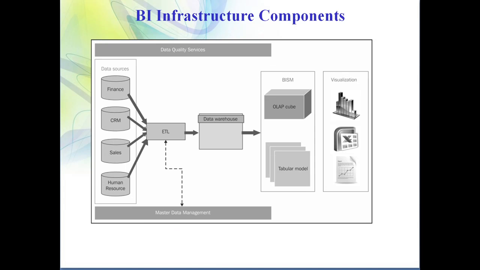First of all, we try to understand BI infrastructure components. Here is a small diagram which represents the BI infrastructure components. Majorly you can see there are data sources, then ETL, the data warehouse, then the OLAP cube and tabular model, and finally visualization. These are the components of the infrastructure that is required for BI.